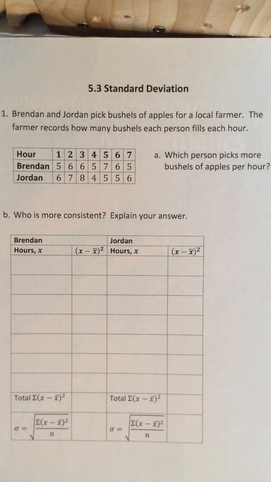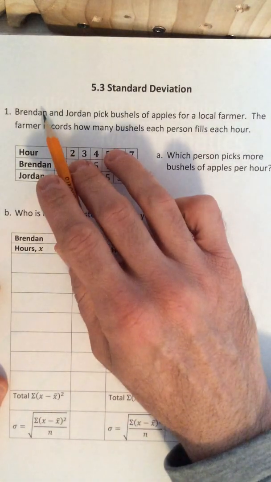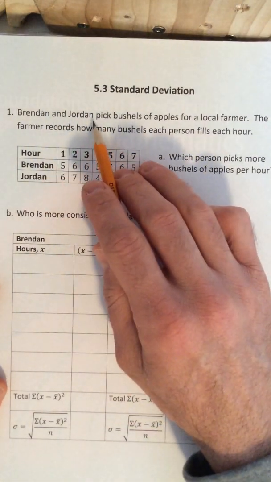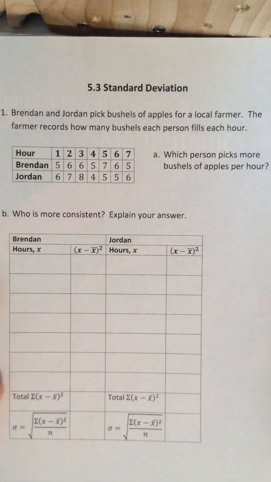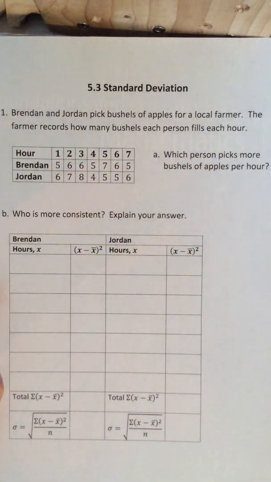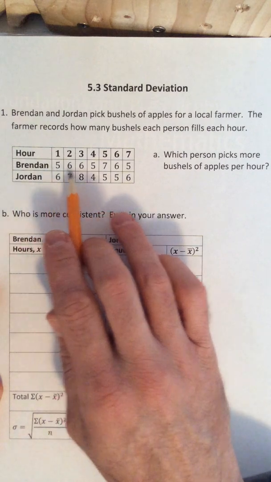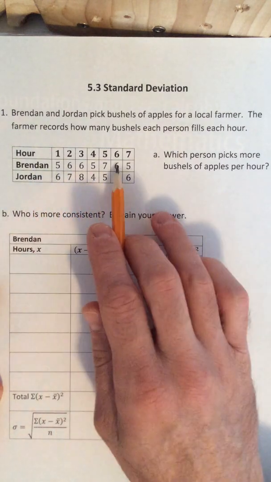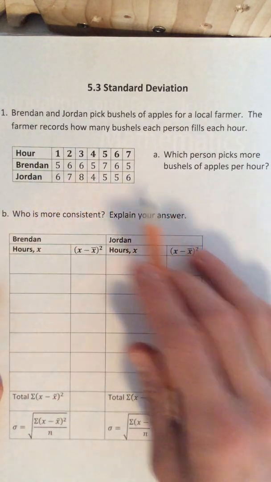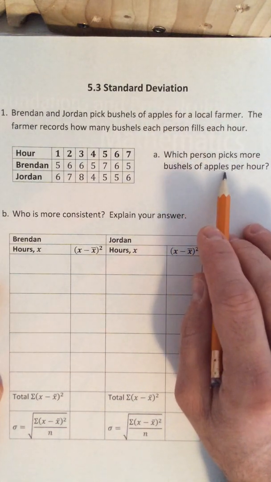So there's less consistency. In this example, we're going to look at two individuals, Brendan and Jordan, who are picking bushels of apples for a local farmer. The farmer records how many bushels each person fills each hour. So here's a table that represents the number of hours and the number of bushels both Brendan and Jordan pick in that time each hour. So which person picks more bushels of apples per hour?